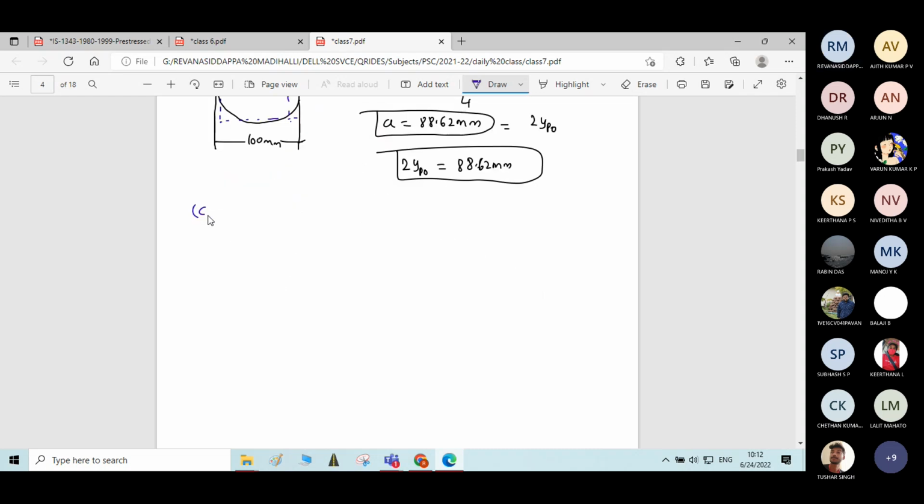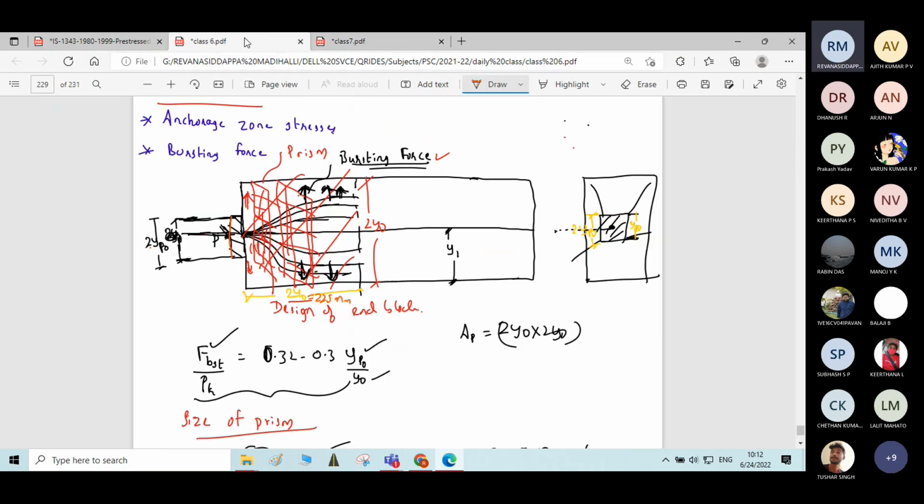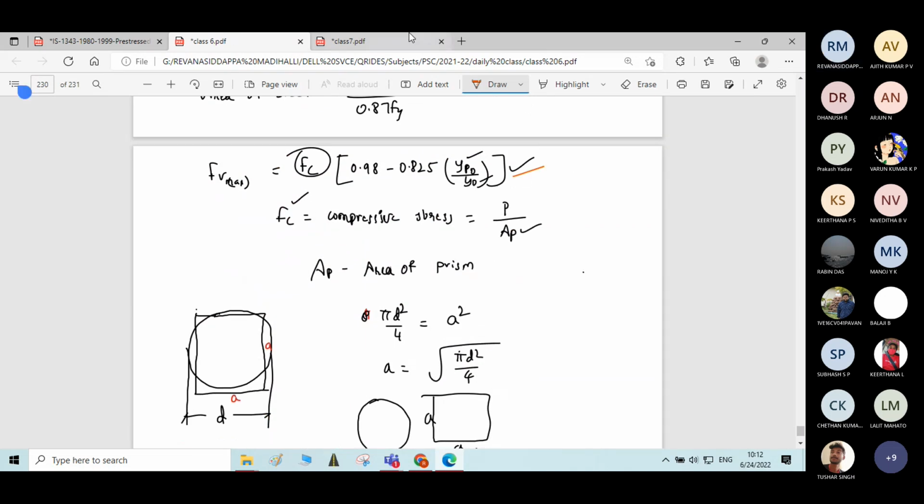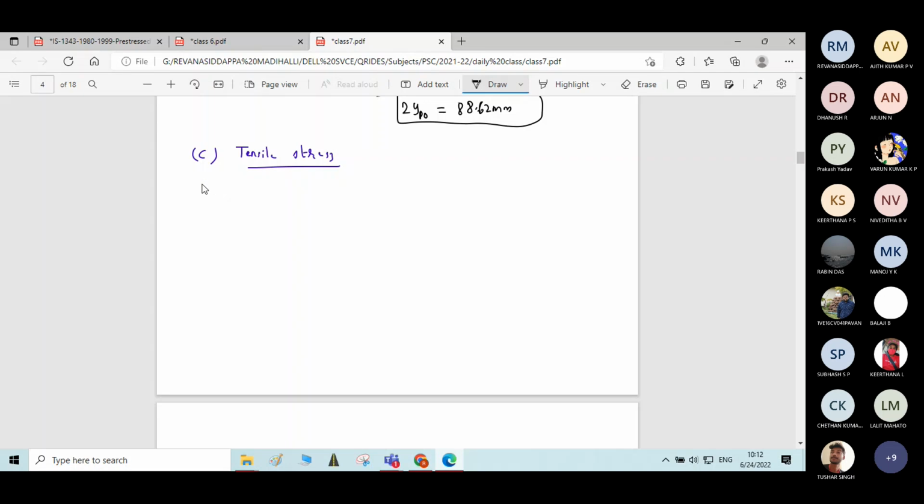Okay, step C: finding the tensile stress. We know the formula for finding the tensile stress. Let me copy this formula. We know that FV max is equal to FC into 0.98 minus 0.825 into yp naught by y naught.